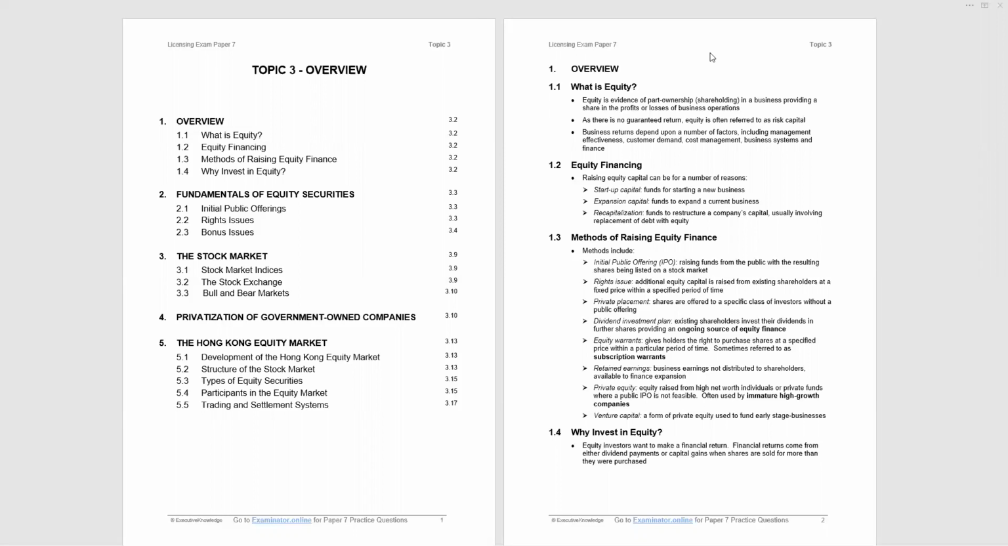So we start with the overview. What is equity? Now, you can get questions from any of these sections, so it's well worth sitting and appreciating what is being covered. We are told that equity is evidence of part ownership, that is shareholding in a business, providing a share in the profit or losses of the operations.